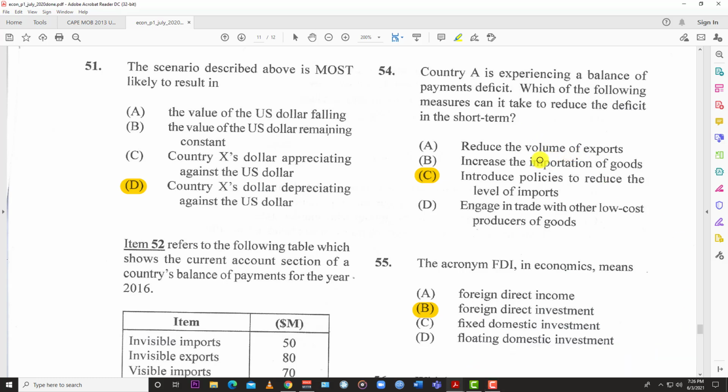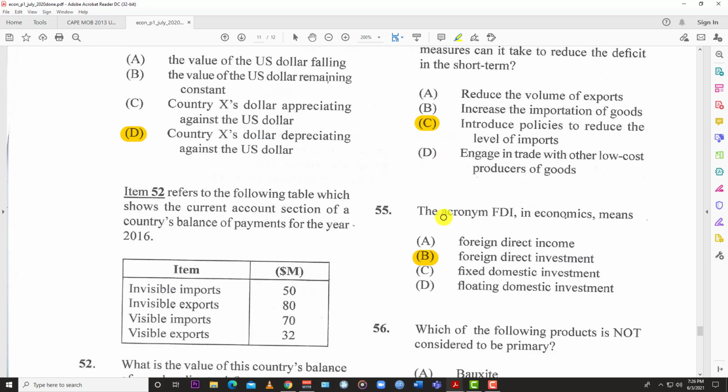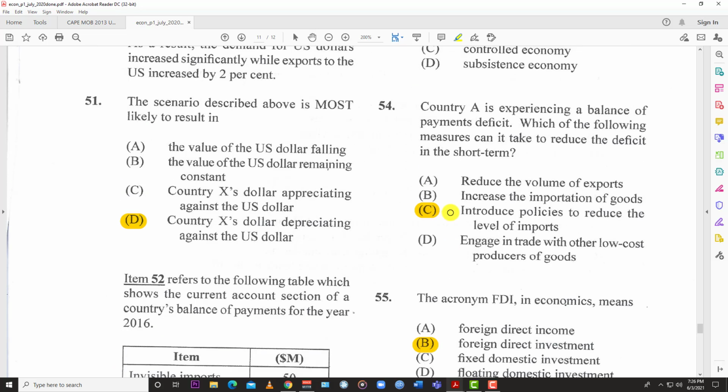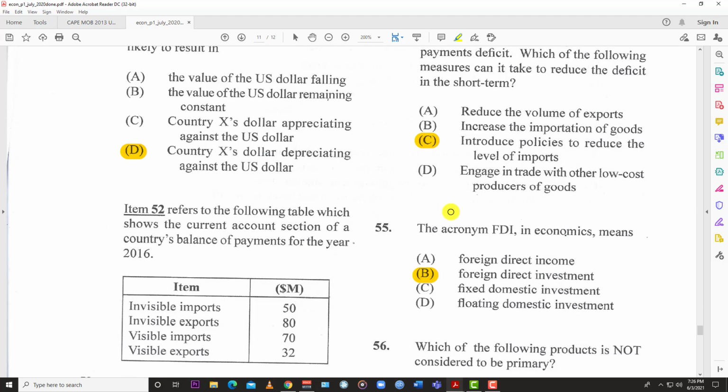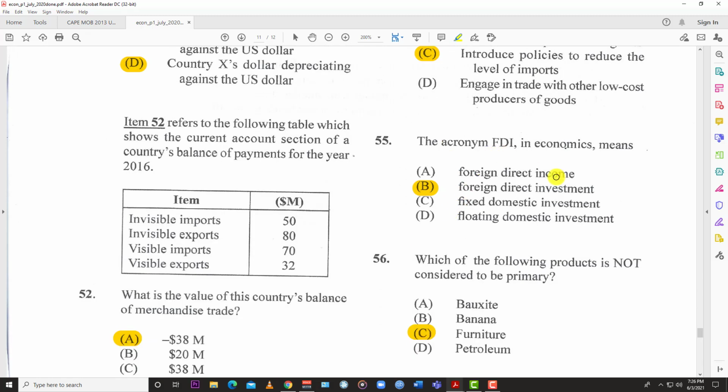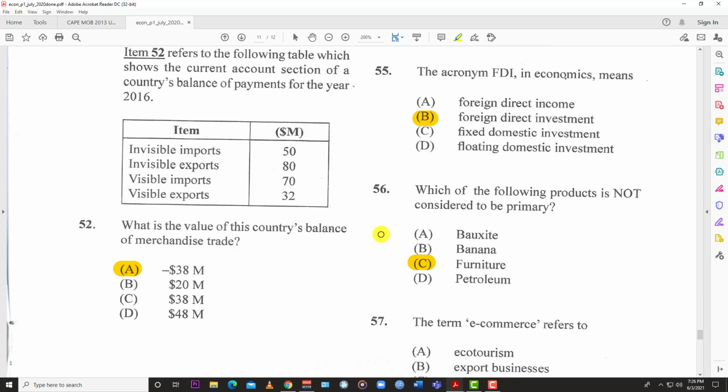Of course, you cannot reduce the volume of exports, because that would mean you'll further dig a hole. If you increase importation, again, you'll further dig a hole. So the best answer is C, introduce policies to reduce the level of imports. Like a quota, embargo, tariff, whatever. 55. The acronym FDI in economics means foreign direct investment.